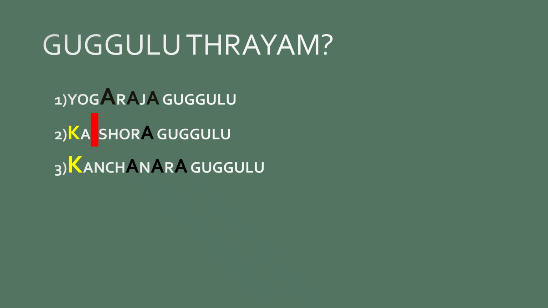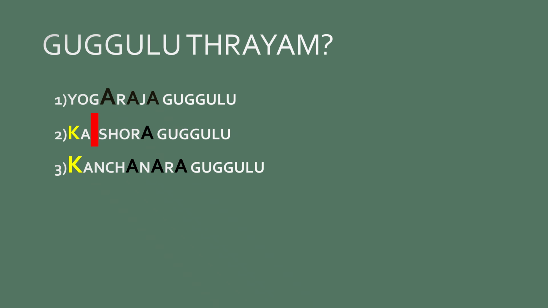First of all, we will go to Yogaraja Guggulu, in which you can see the three A's are highlighted. A is very important for Vata, Vaata. So Yogaraja Guggulu is indicated in diseases where there is Vata predominance or Vata is the main dosha.